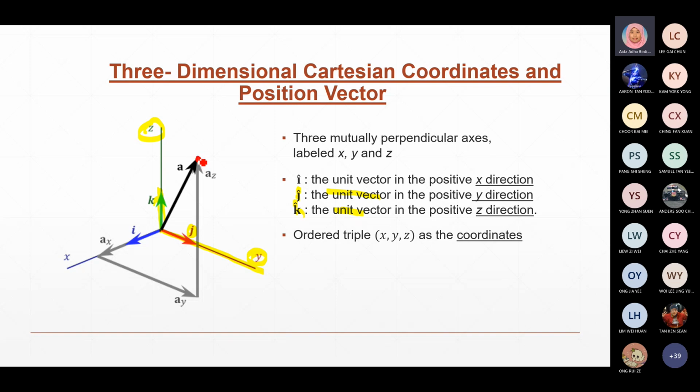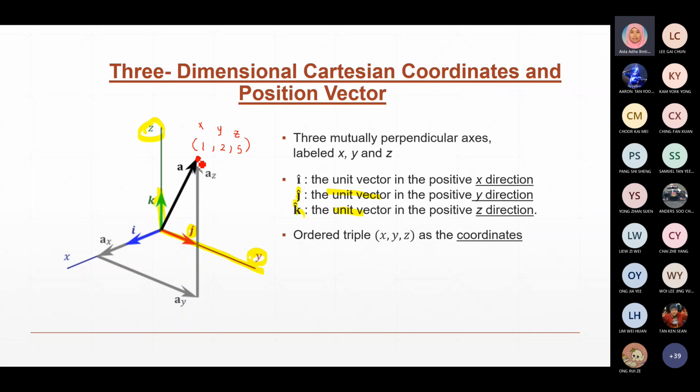As you already learned before, if you want to write down this coordinate, you put it in brackets. Let's say the coordinate for x is 1, the coordinate for y is 2, and the coordinate for z is 5.